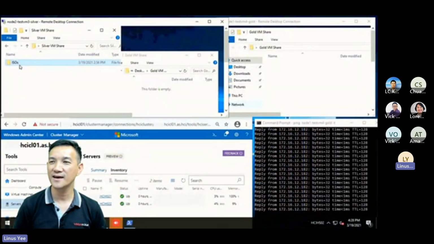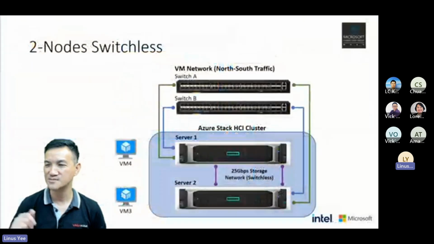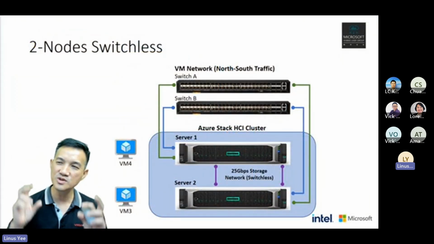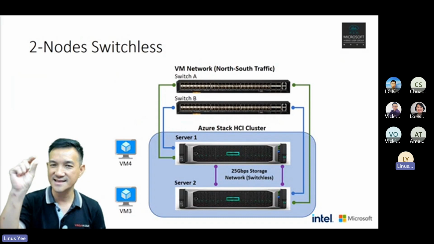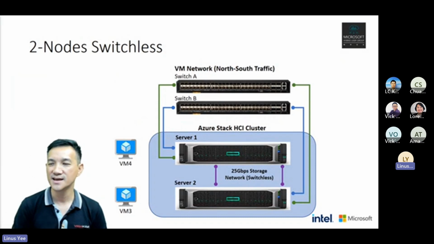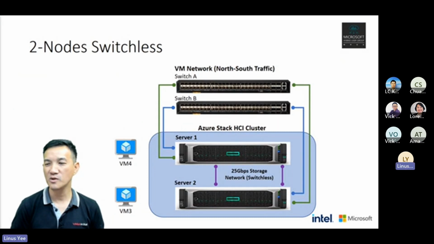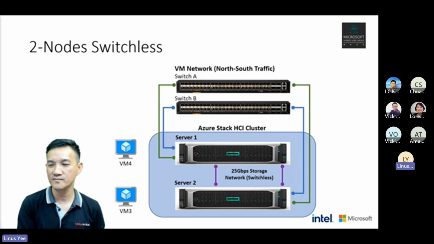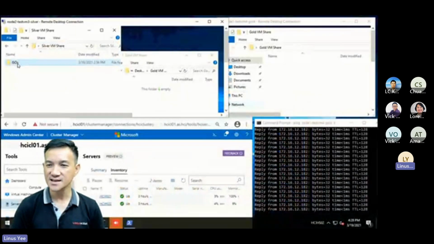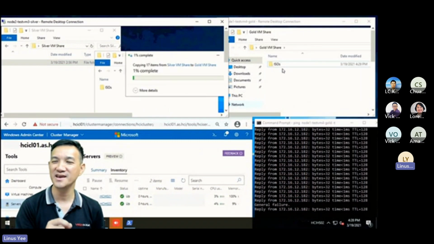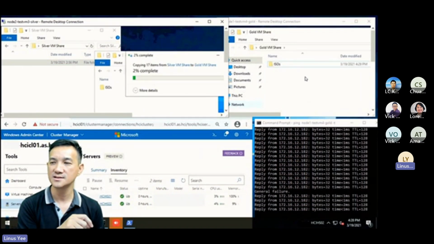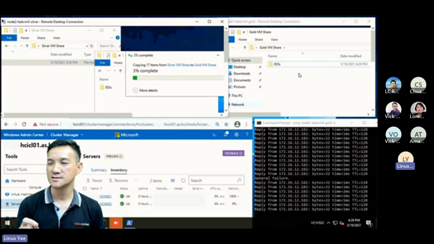Before I go to the demo, let me explain the scenario. We have 2 units of the switchless HCI. Later in the demo, you can see VM4, short name. VM4 is running on server 1, and VM3 is running on server 2. Then we will copy a file from VM3 to VM4, and then we will turn off one of the servers. So now you can see the demo. Basically, we are copying from VM3 to a VM4 server share folder.